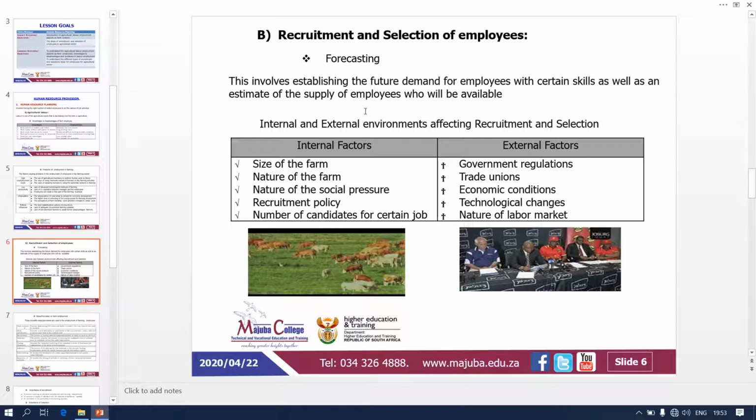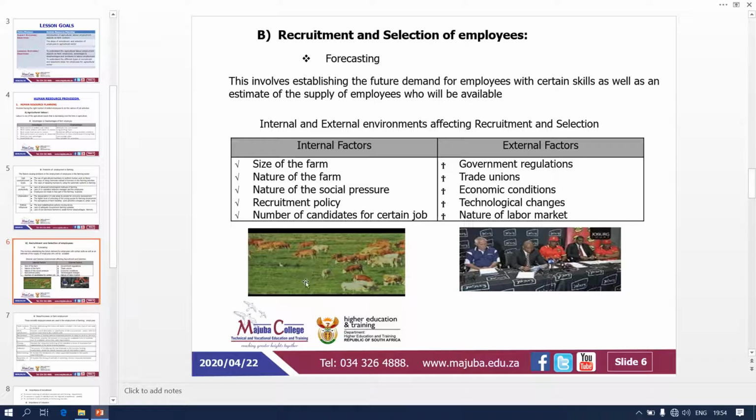Before you select people, you must also look at the internal and external environments. Let's look at the internal, something within the farm: the size of the farm, the nature of the farm, the nature of social pressure, recruitment policy, which is very, very important within your organization, and the number of candidates for a certain job. So if I wanted a truck driver, maybe I've got about 20 or 200 applicants. I just need one. It's only one seat, one person can sit.